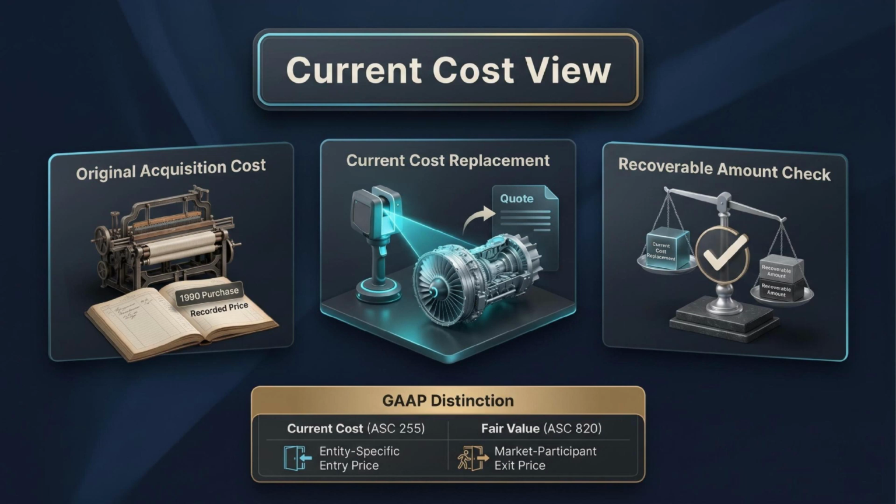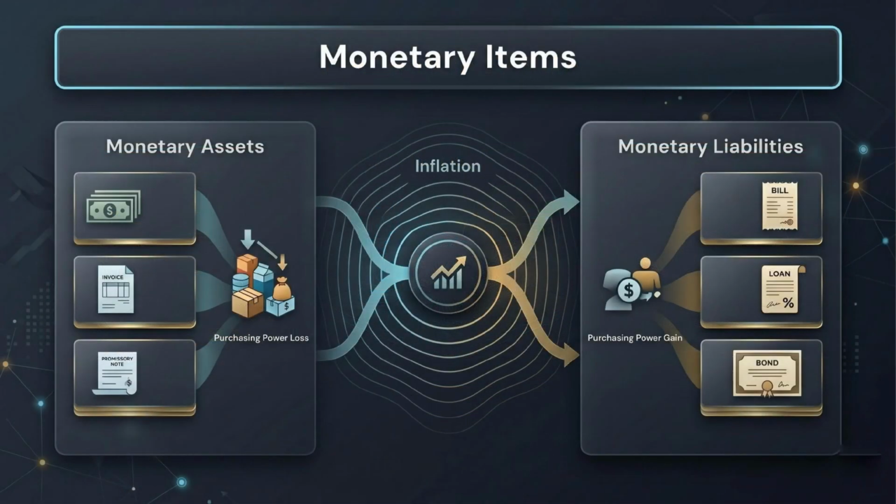Current cost is closer to an entry price or replacement cost idea. Same asset, different lens, different purpose. Monetary items behave in a special way when prices change. Monetary assets are fixed money claims such as cash, receivables, and fixed dollar notes. During inflation, they can lose purchasing power because the same amount buys less.